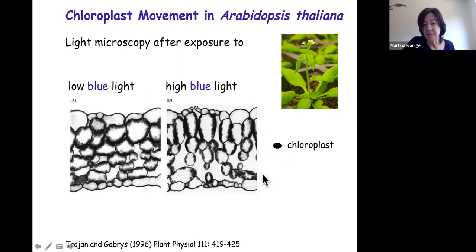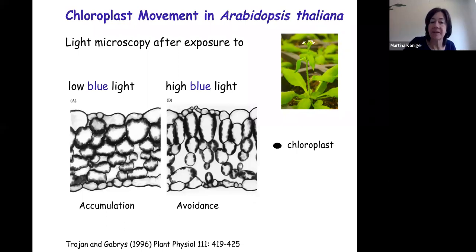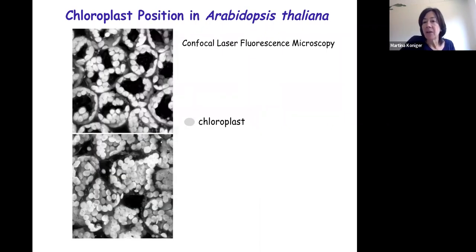So these are my chloroplasts here. And again, this would be an accumulation response, and this is an avoidance. Accumulation means get as much light as you can. Avoidance is you're getting out of the sun, right?